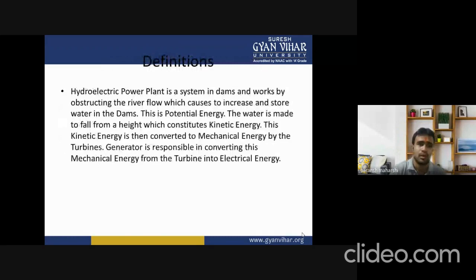Definition: a hydroelectric power plant is a system of dams that works by obstructing the river flow, which causes water to increase and be stored in the dams. This is potential energy. The water falling from a height constitutes kinetic energy. This kinetic energy is then converted to mechanical energy by the turbines. The generator is responsible for converting this mechanical energy from the turbine into electrical energy.